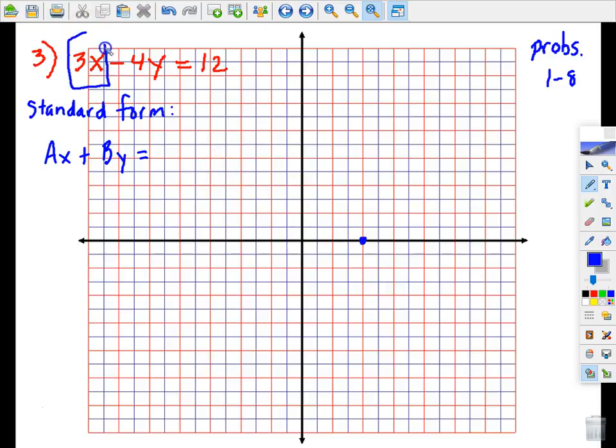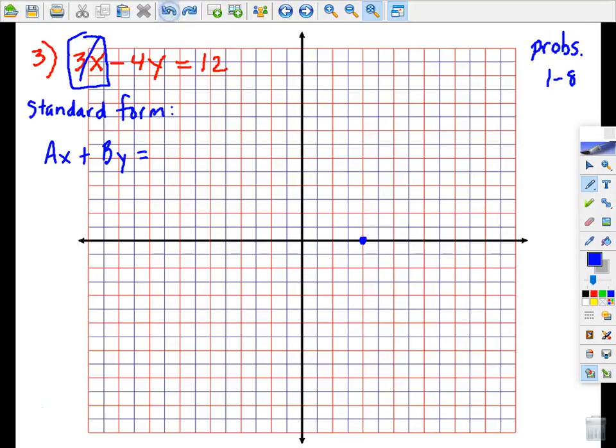x term. I'm just going to put my finger over it, cover it up. It's almost like it just disappeared, and I'm going to solve the equation that remains. Negative 4y is equal to 12. Well, that's pretty easy. If I were to solve this equation, I would get y is negative 3. That represents a y-intercept. So I'm going to plot negative 3 on the y. So what we've just done is a method called graphing by finding intercepts.